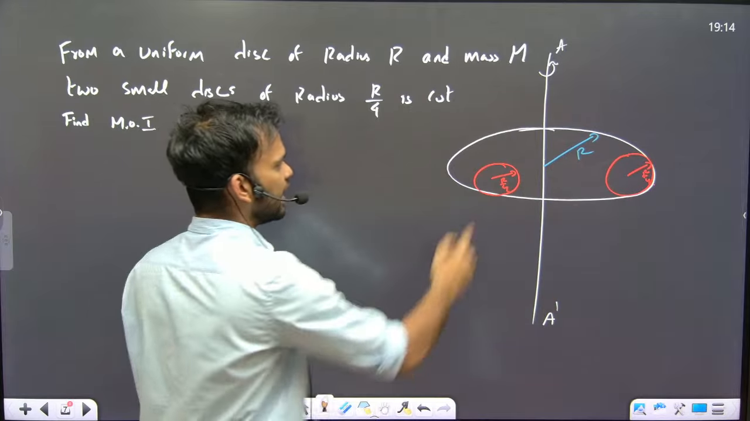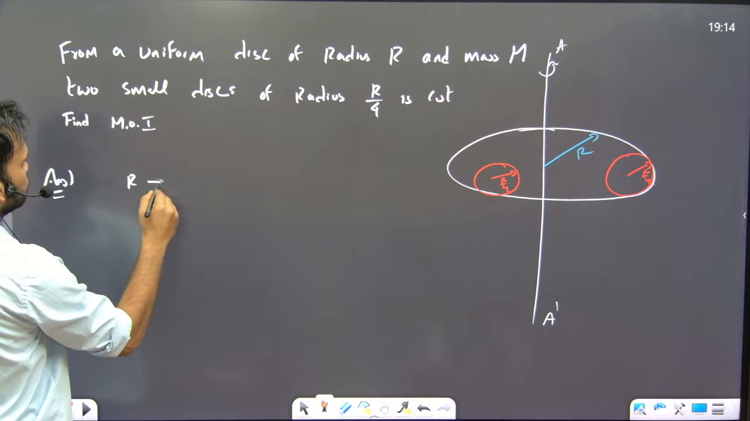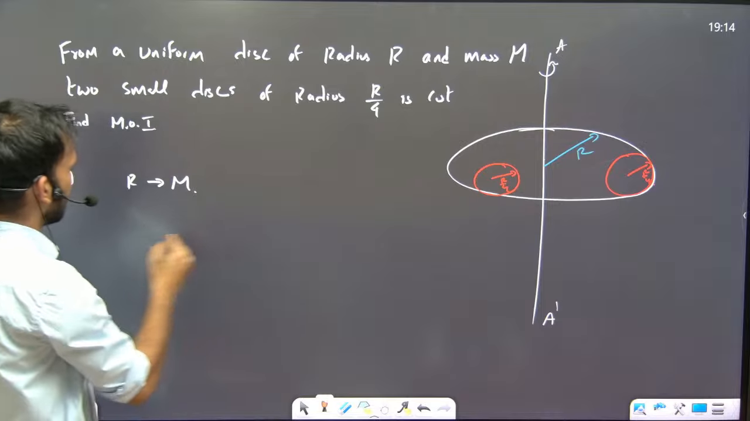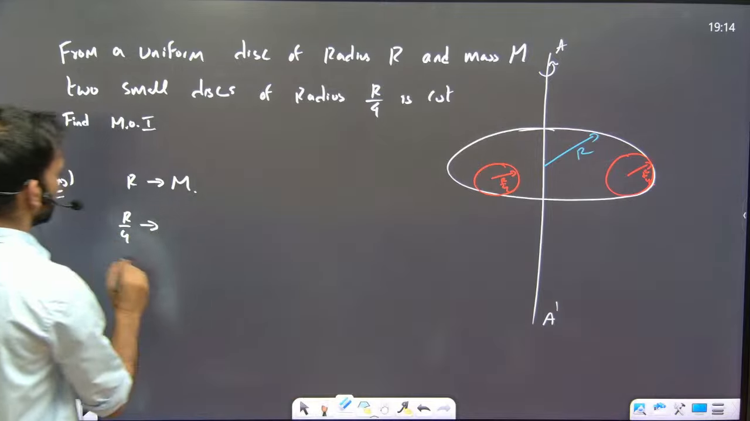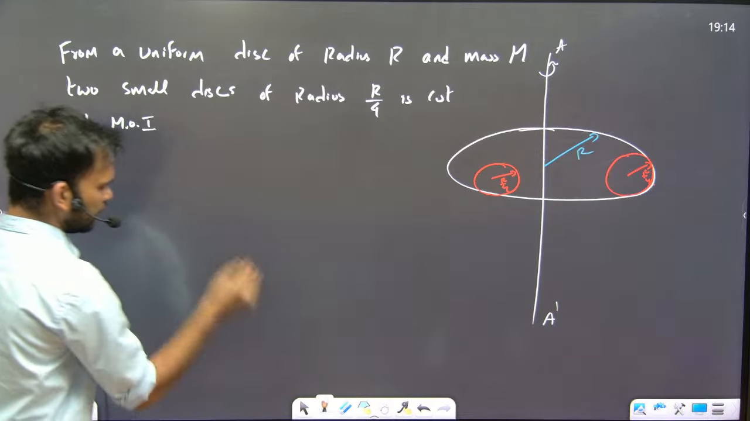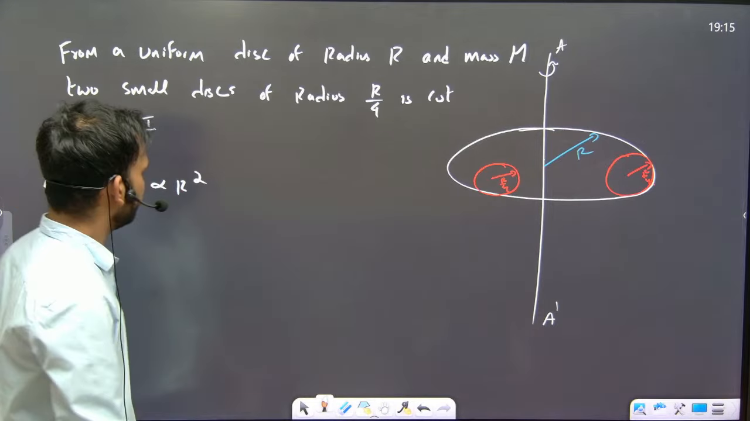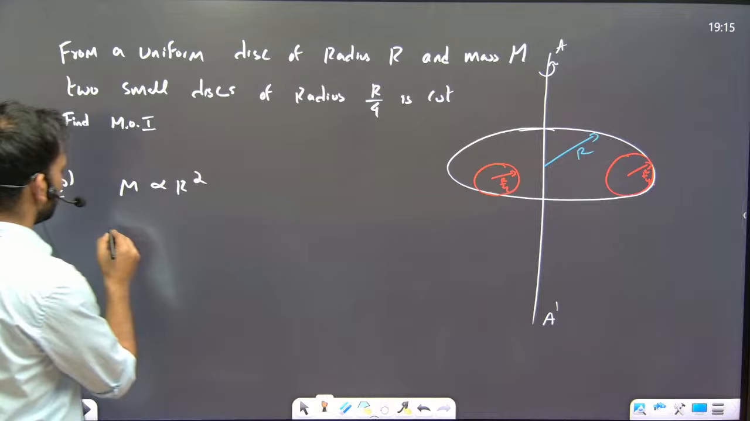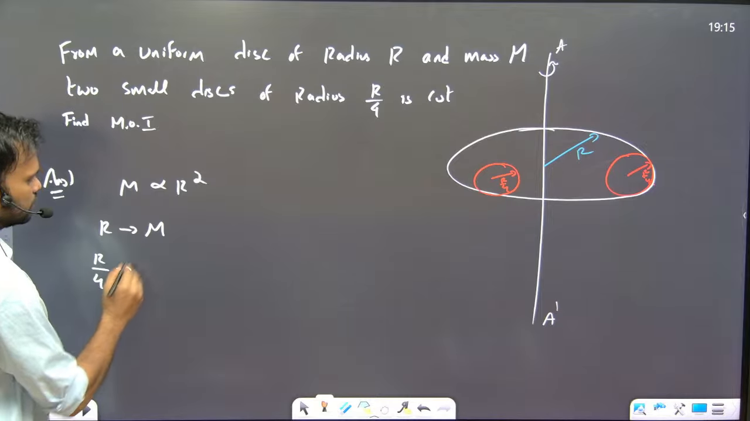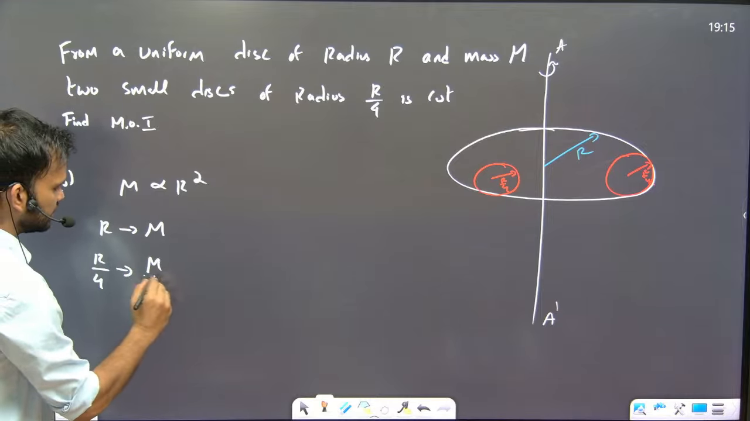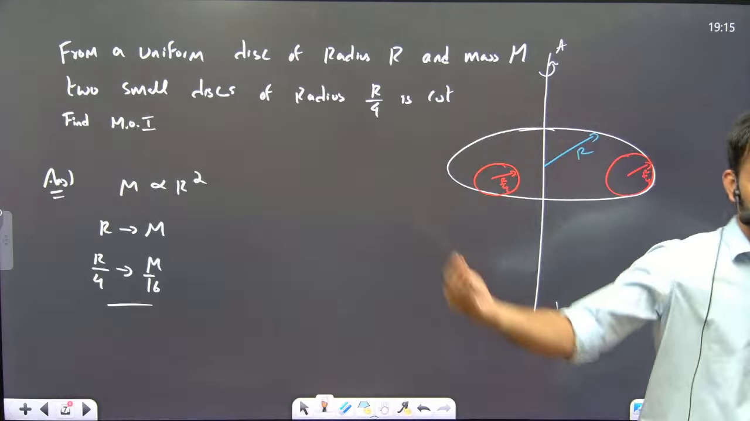On top of that, you overlap the negative mass of both of them. Now for the radius of r, the mass is m. Now if the radius is r by 4, what does the mass become? We know m is proportional to r square. We have more area, more mass. So for a radius of r, mass is m. For a radius of r by 4, mass becomes the square of this, m by 16. If the radius became 1 by 4 times, the mass has to become 1 by 16 times.